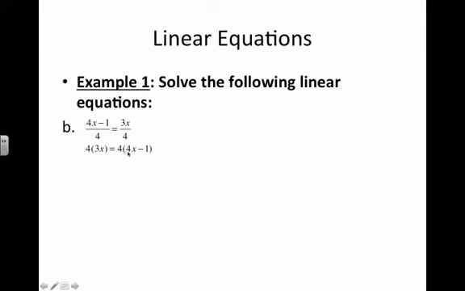I need to simplify on either side of the equal sign. So 4 times 3x is 12x. 4 distributed across 4x minus 1 gives us 16x minus 4. Okay, we want our x's on one side, so let's subtract 16x from both sides. And we get negative 4x equals negative 4, because this was minus 4. So x is being multiplied by negative 4, so we're going to divide both sides by negative 4. And that's going to give us x equals positive 1, because negative 4 divided by negative 4 is 1.